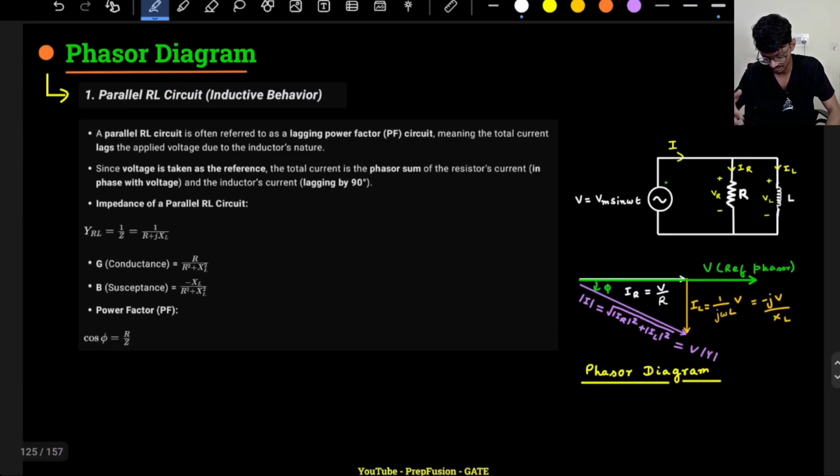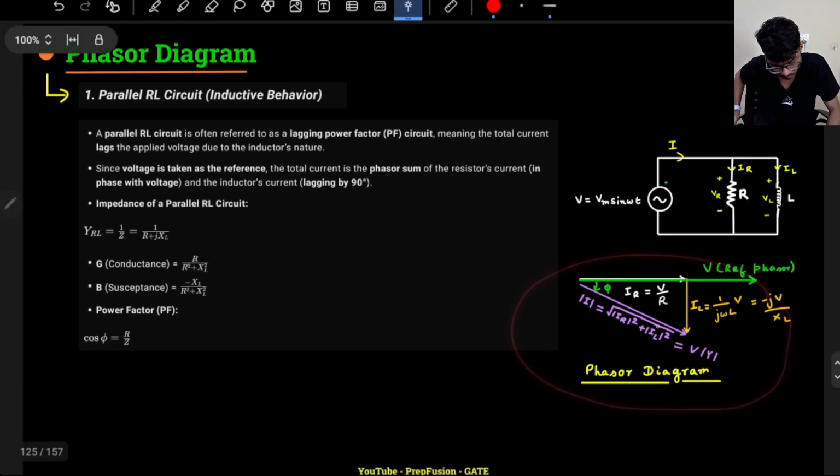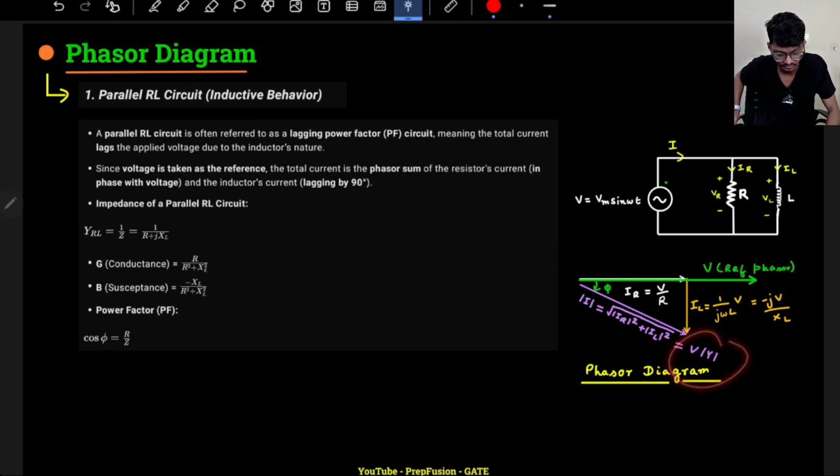So this is the ultimate summary of whatever we have done. This is the phasor diagram where voltage and currents are given, how voltage is defined with respect to current, how current is defined with respect to voltage, all these are given. And of course, I have drawn the impedance diagram and phasor diagram as well.